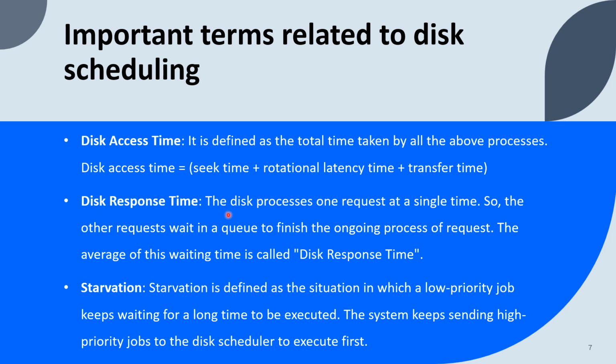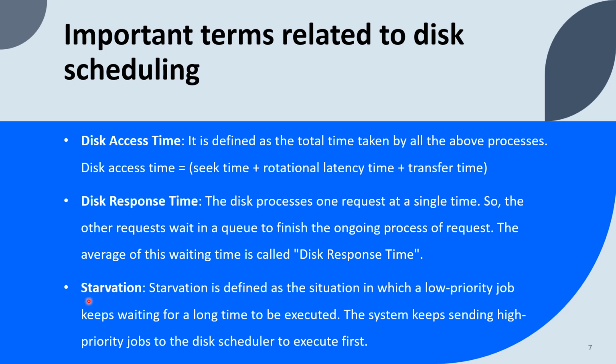Disk response time. The disk processes one request at a single time, so the other requests wait in a queue to finish the ongoing request. The average of this wait time is called disk response time. Actually, disk response time is the addition of disk access time plus the waiting time of the request.